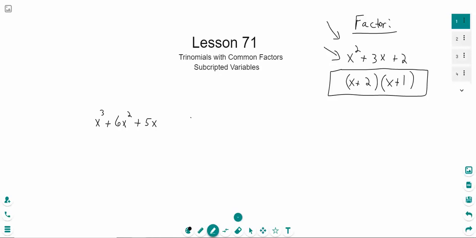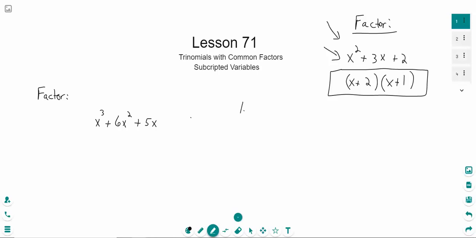Today, we're going to take that one step further, and we're going to talk about the step that we should be doing even prior to this step. Okay? So let's just jump to this next problem. If I have x to the third plus 6x squared plus 5x, and I'm told to factor this, the first step is actually always to look for common factors among the terms that are given. So we have 3 terms here. Let's try to find some common factors, if there are any.